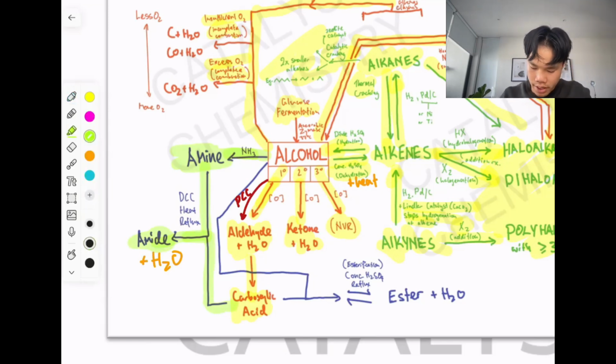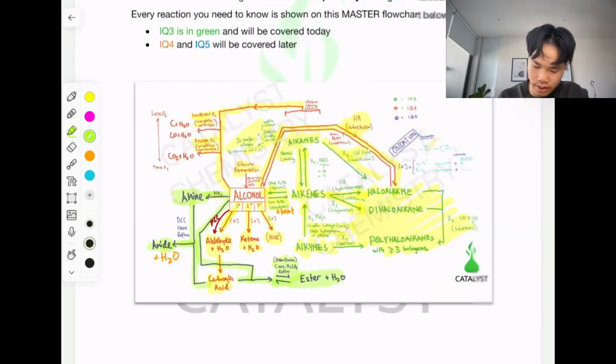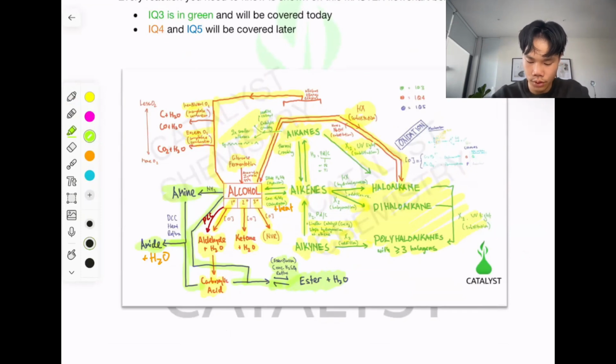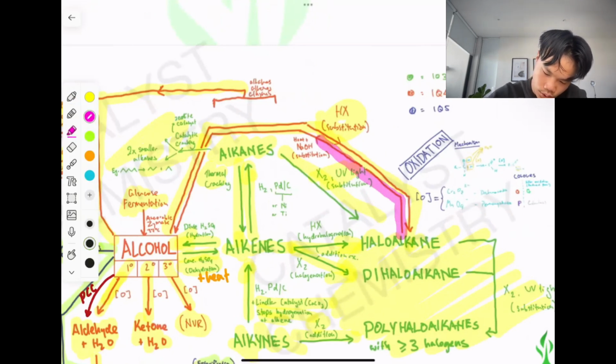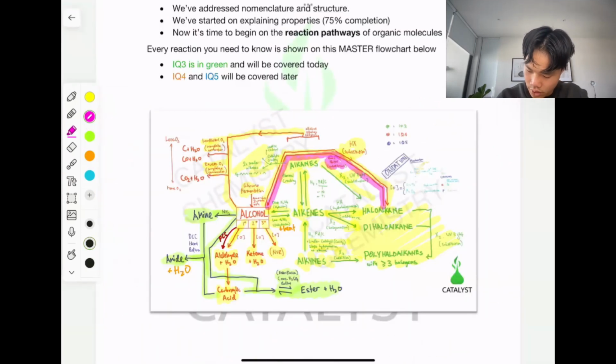And then if you wanted to make an ester, that's the reaction between an alcohol and a carboxylic acid with concentrated sulfuric acid and heat under reflux to make ester and water. So those are all the reactions. Quickly recap. Oh, there's one more. If you want to turn a haloalkane into an alcohol, you can use heat and NaOH, and that rounds everything out, I believe.